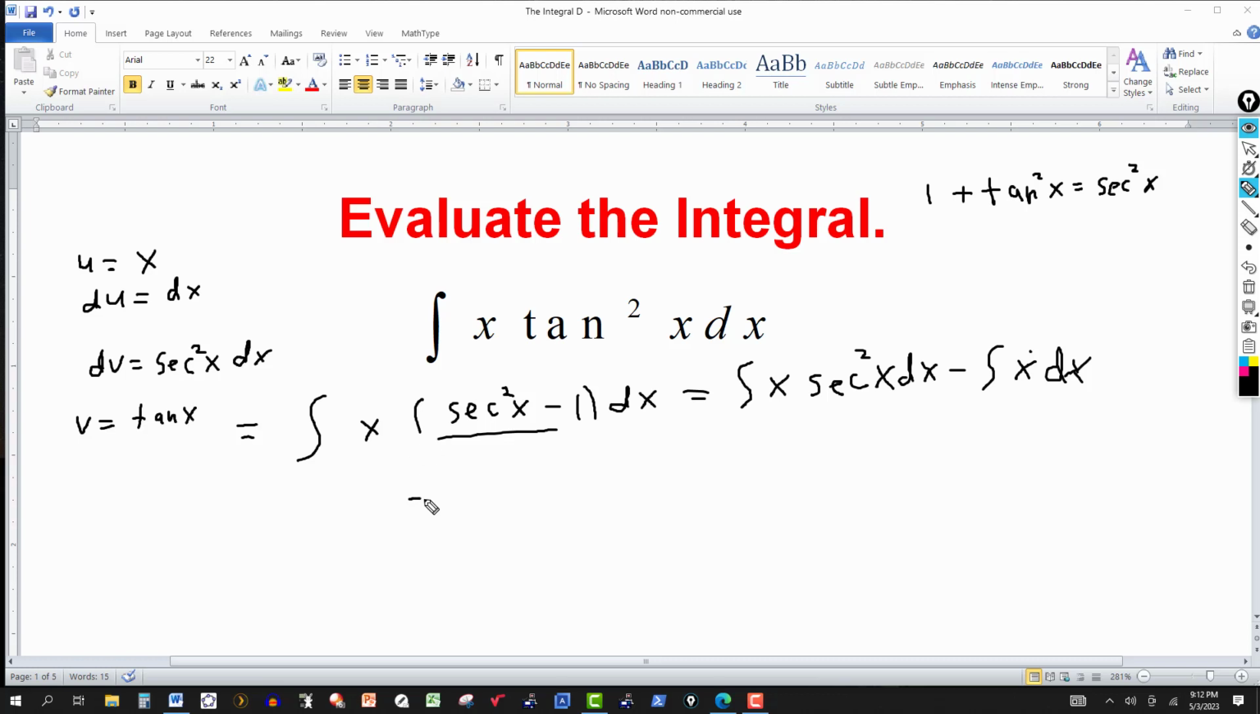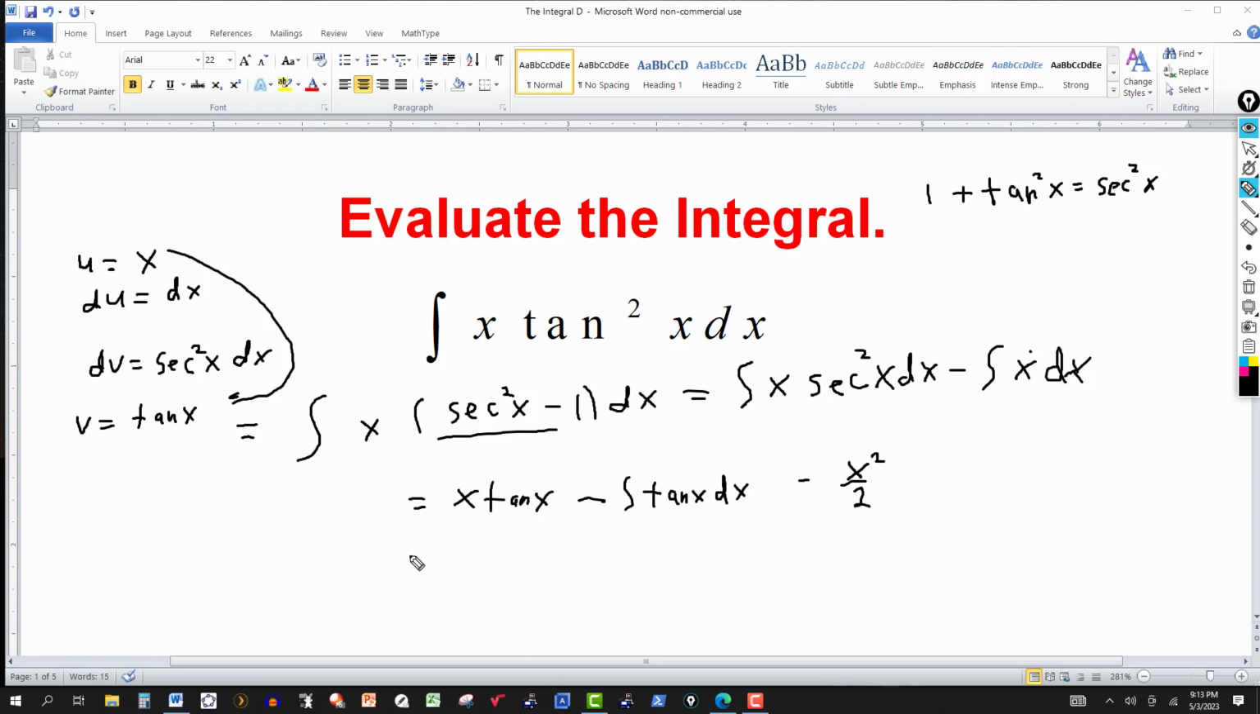And then using the integration by parts formula again, the first part of the answer is uv. So u and v, that product. So this will be x tangent x. And then it's minus the integral of v, which is tangent x, du, which is given by dx. And then this one here we can do right away. Minus the integral of x dx. This will be just minus x squared over 2.